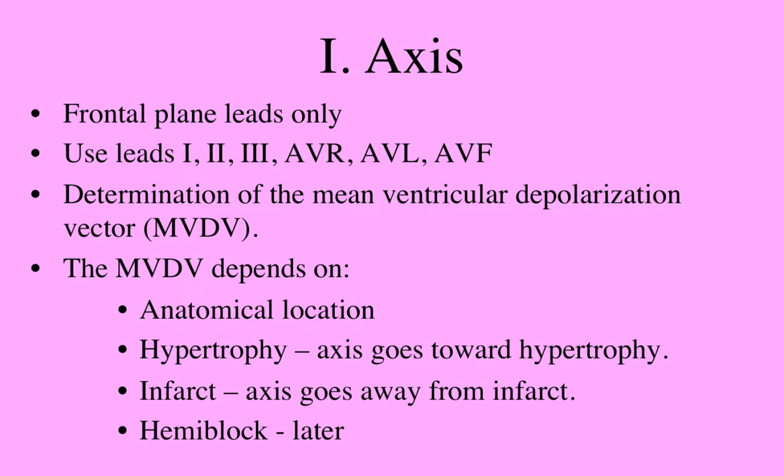First of all, axis is where you look at the frontal plane only. So we only have to use leads 1, 2, 3, AVR, AVL, and AVF, or some people would say 1, 2, 3, R, L, and F, just those 6 leads. We are trying to determine what's called the mean ventricular depolarization vector, MVDV, on the person, where that is.